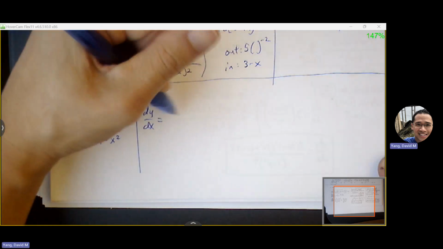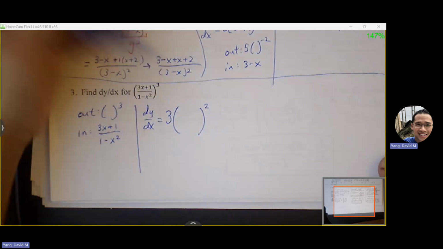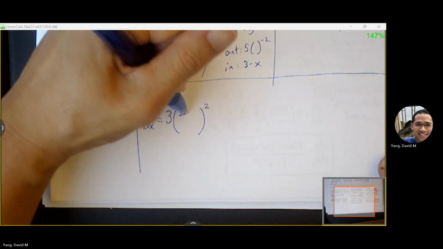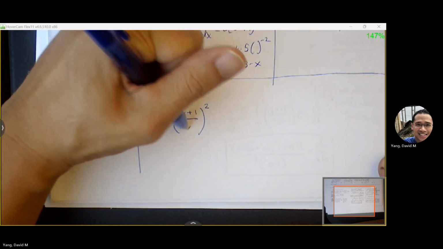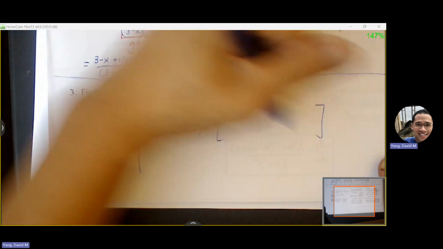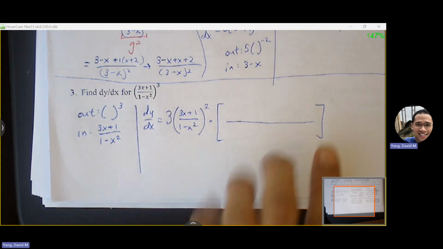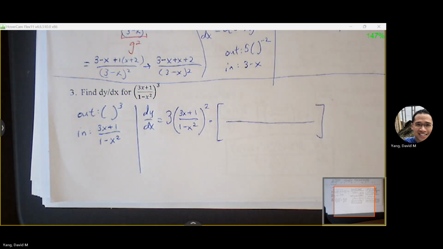Okay, outside's derivative, 3 parentheses squared. Keep the inside. Times, now we're ready for my whole inside's derivative, which I have to go through quotient rule.